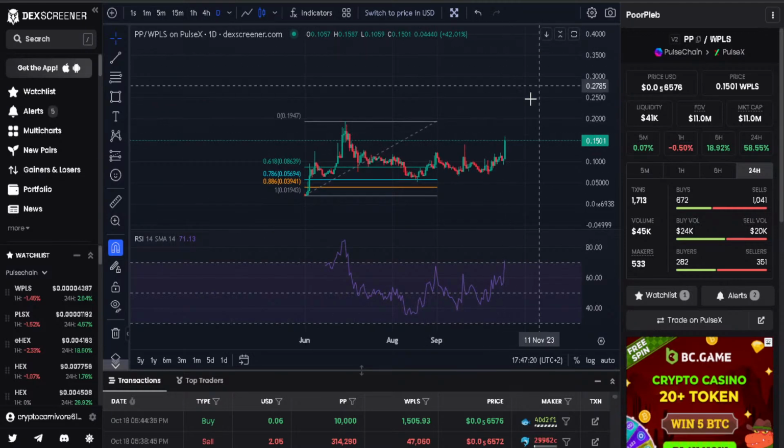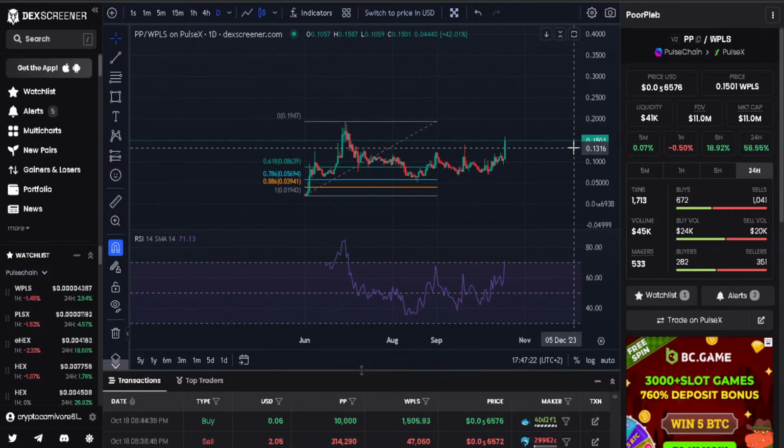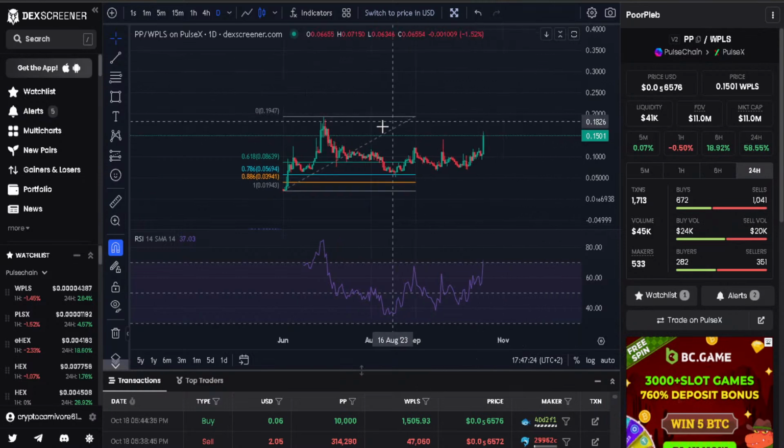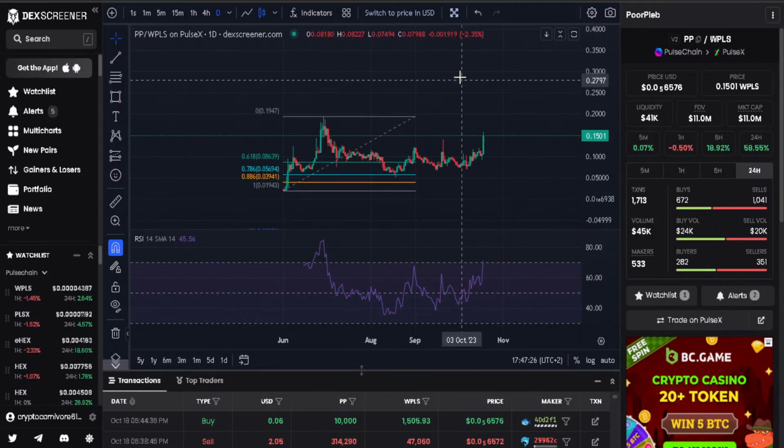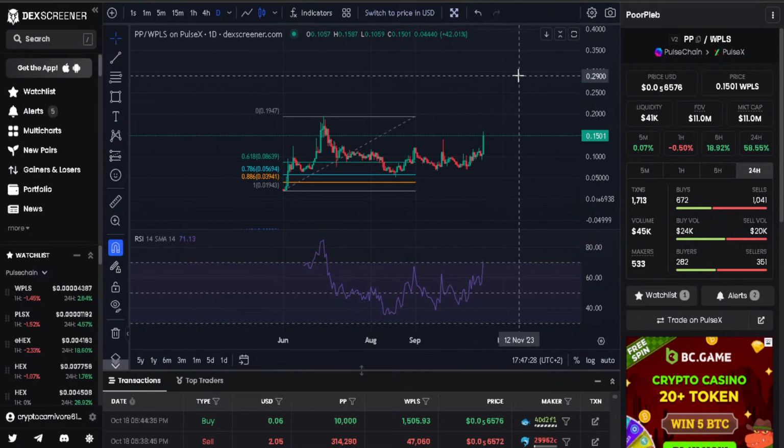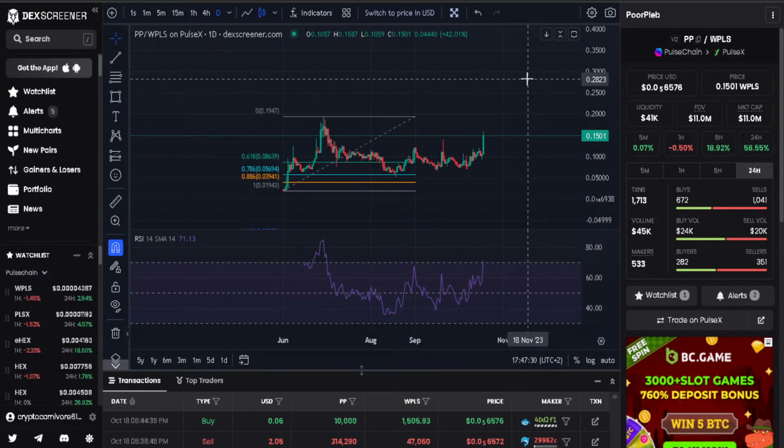But expect a blow off top when 9-inch gets launched and people can see that there is a farm for this, and that is when people will start taking their profits. Hopefully I get another double, and I expect that's most likely going to be happening.